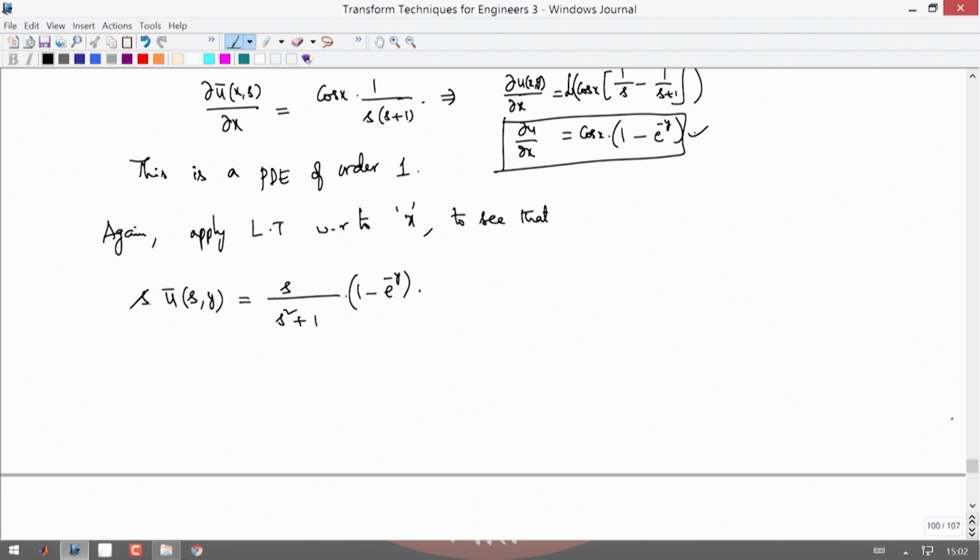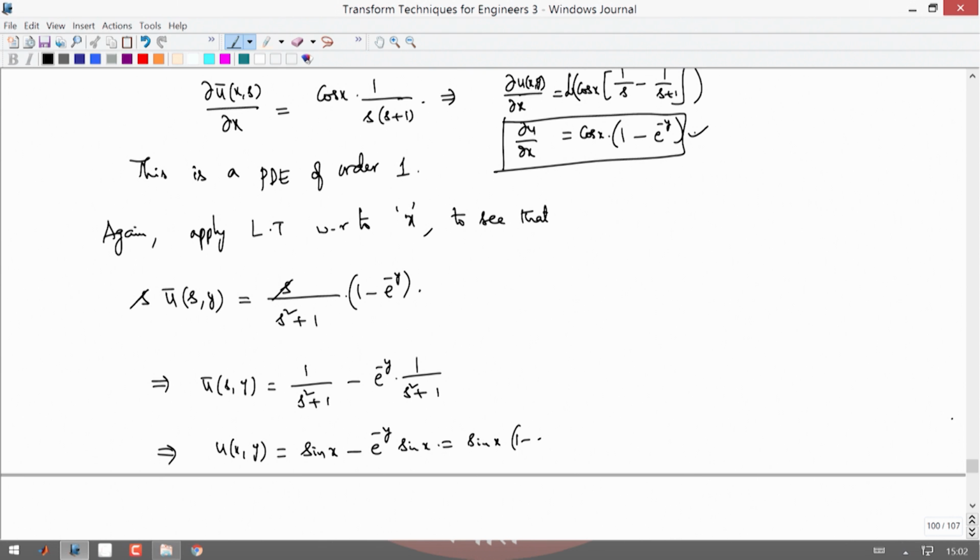So, s cancels, and you get ū(s, y) is 1/(s²+1) minus e^(−y) times 1/(s²+1). So you invert it, and the inversion will give you u(x, y), which is going to be sin x minus e^(−y) again sin x. So, this is actually sin x times (1 − e^(−y)), that is your solution.